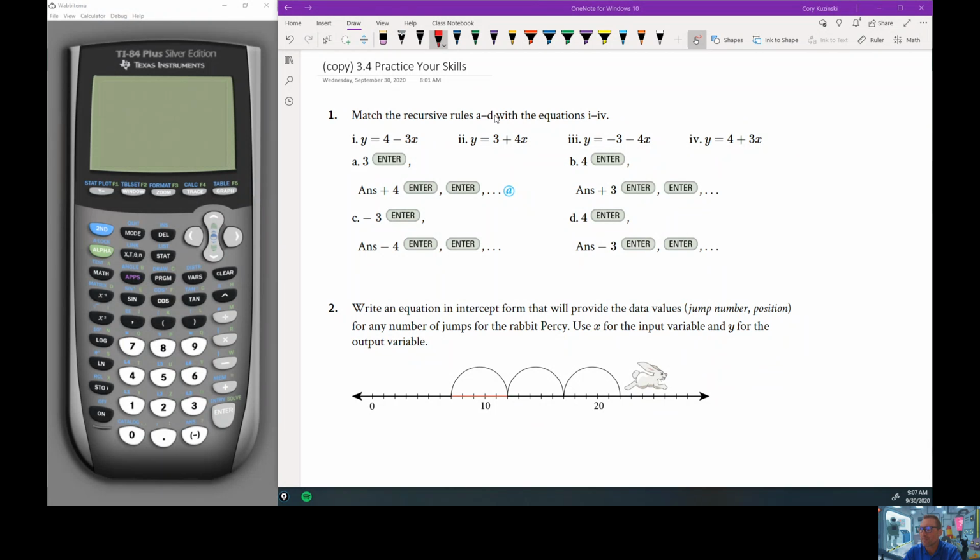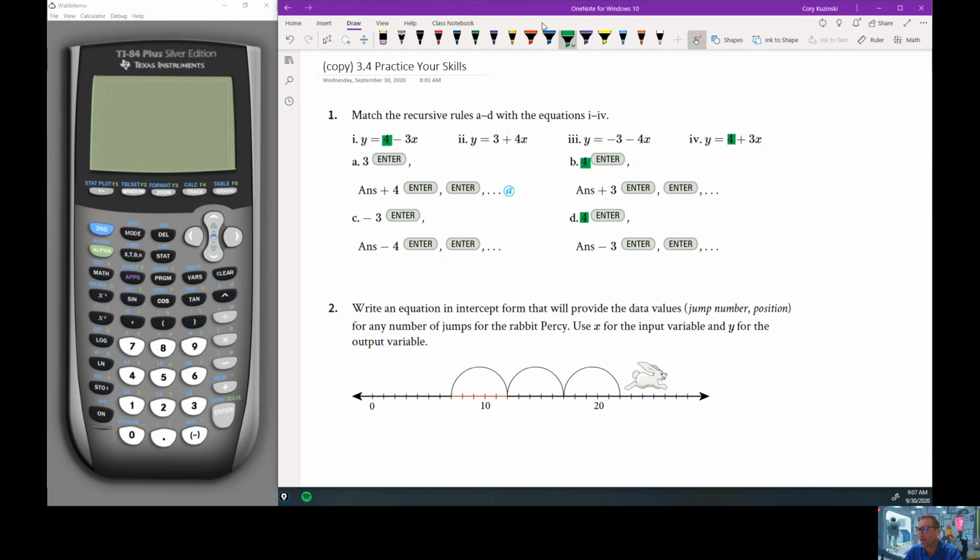Let's do it. First one, we've got some recursive rules and some equations. We're gonna match them up. All right, the first thing I would probably do is look at y-intercepts or starting amounts. I see that equations 1 and 4 both have y-intercepts of 4. So let's find the recursive rules that have those starting spots, and that would be recursive rules B and D.